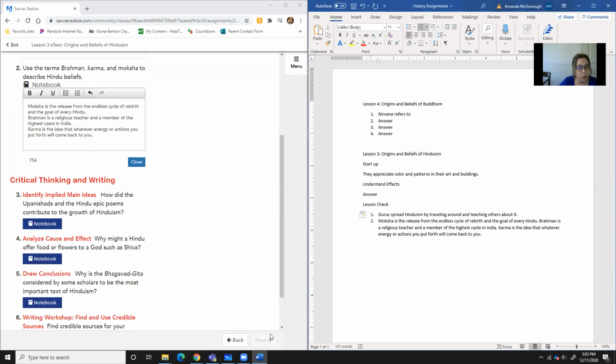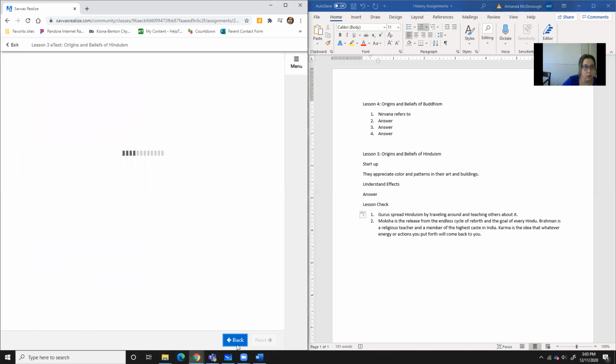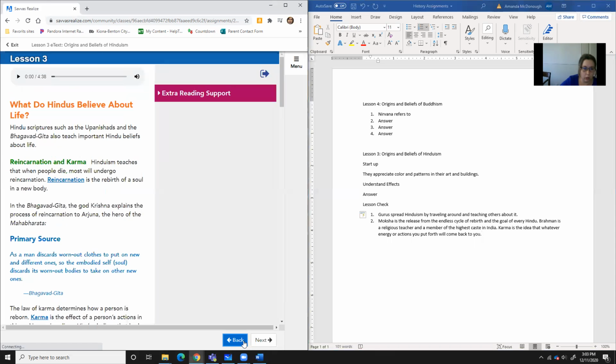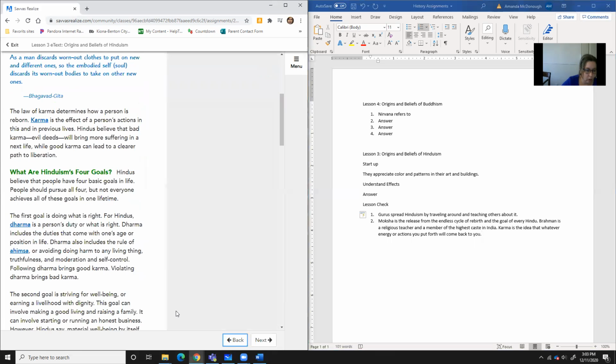Okay. So number 3, how did the Upanishads and the Hindu epic poems contribute to the growth of Hinduism? So the Hindu epic poems are a lot like Greek mythology. Same with the Upanishads. They really talk about creation stories of the gods, and so forth. So you can go back in the chapter. And again, Upanishads is one of your keywords to look for.